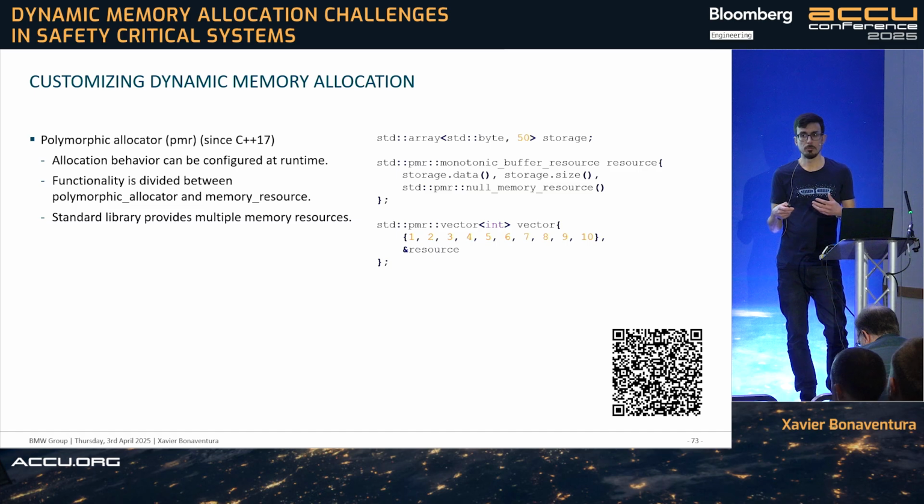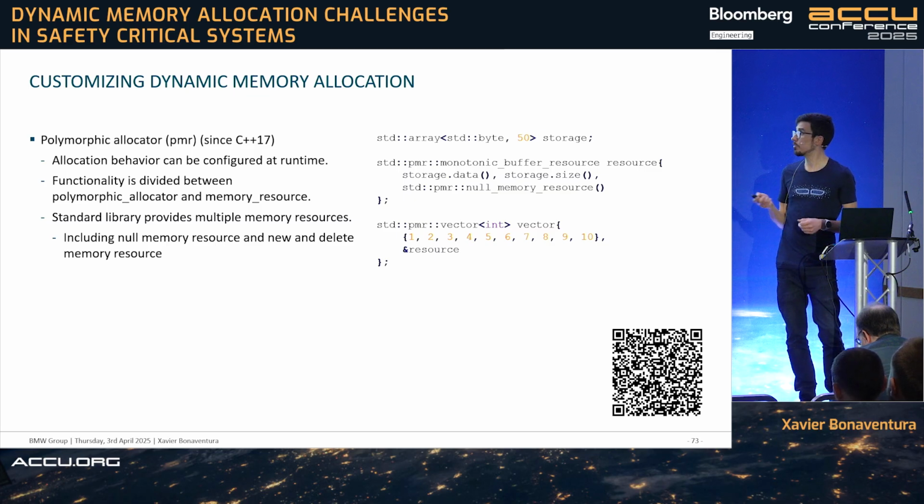One thing that time has told us is that most people end up using the same types of memory resources. Either you want to allocate from the heap, or you do not want to allocate at all and just want to forbid it, or you want to do a monotonic allocation that just increments. And there are a couple more also. These are included in the standard, which means you do not have to implement them on your own.